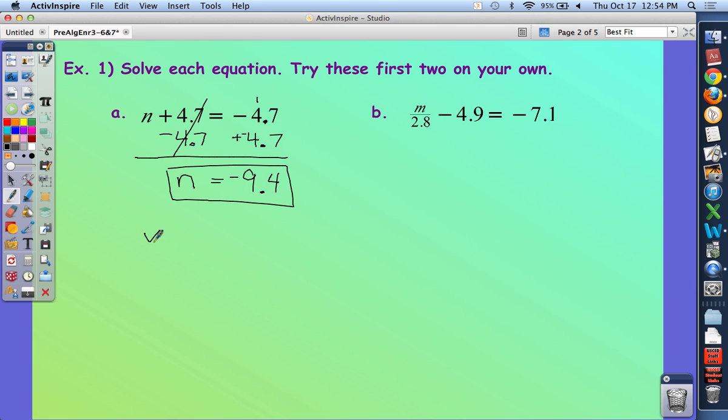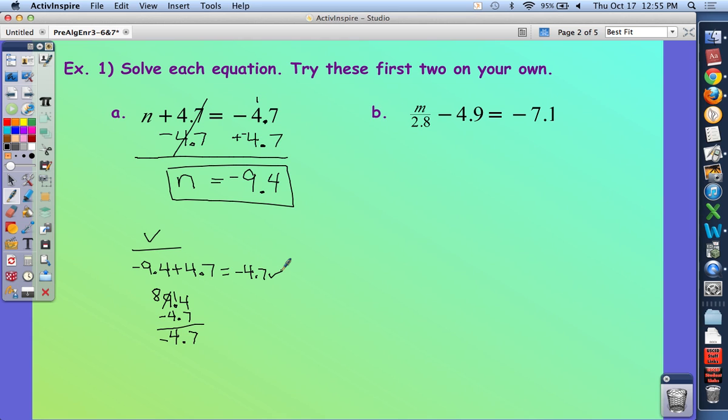You can always show a check step if you'd like. You can plug that negative 9 and 4/10 into the equation and see if it works. If I add a negative 9.4 plus a 4.7, adding opposite signs or different signs, find the difference and keep the sign of the larger digit. So we would subtract, again, line up that decimal, and our answer would be negative because the larger number is negative. This equation does equal negative 4.7. Okay, so you can show a check step by plugging it back in. Try the second equation too.